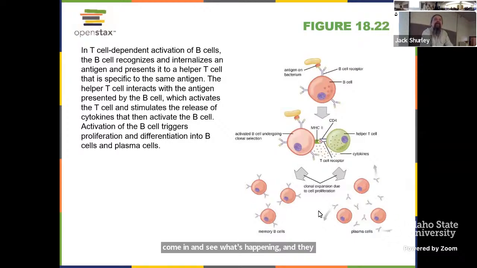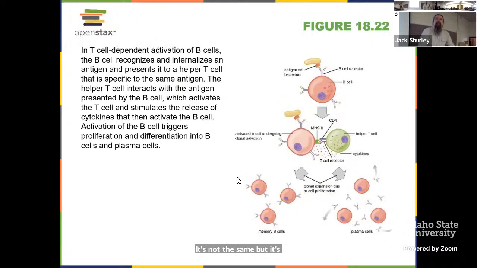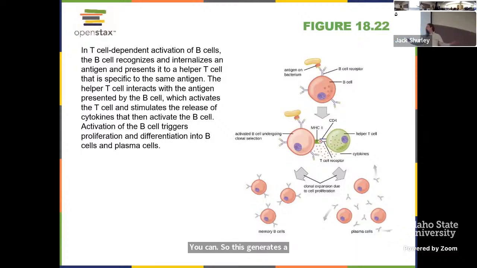It's not the same, but it's a similar idea and two mechanisms to try to mount as adequate of a response as you can. So this generates massive amounts of plasma cells, the antibody secreting factories. We see a lot of these immunoglobulins, in this case, probably IgG that's being secreted out, and then some memory cells laying in wait. And these memory cells could be what's snagging this stuff and coming right back up to the top for another response.